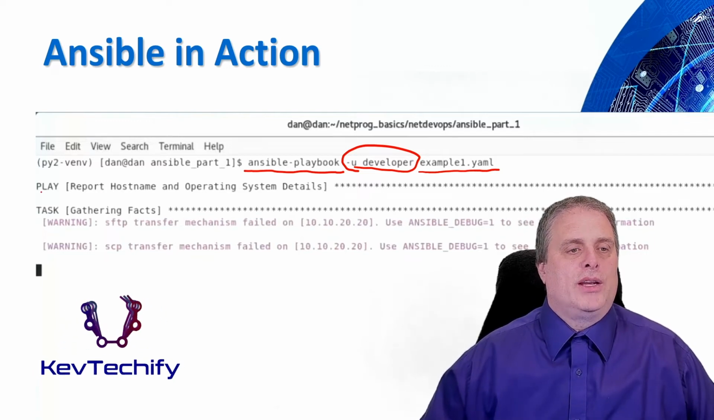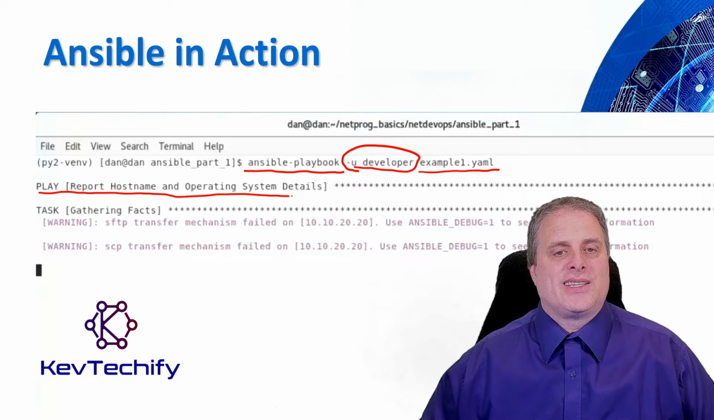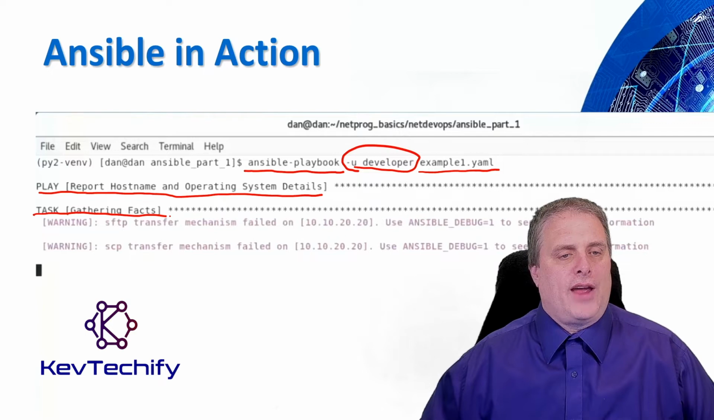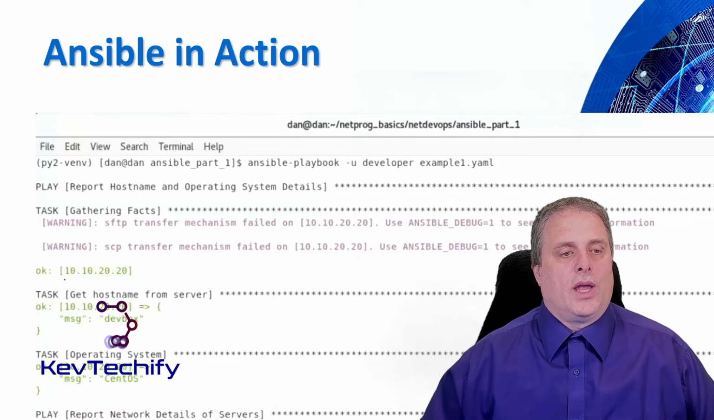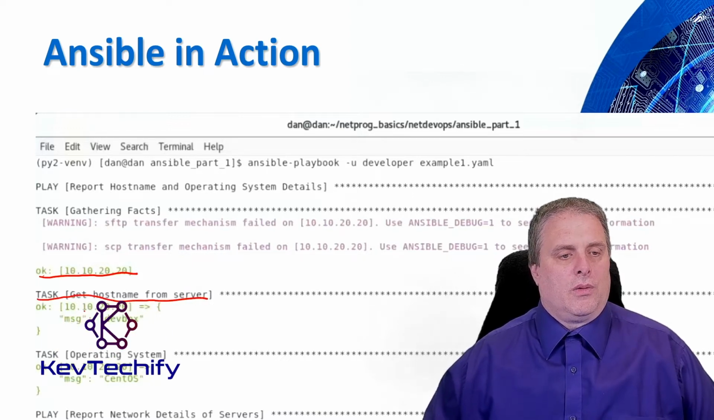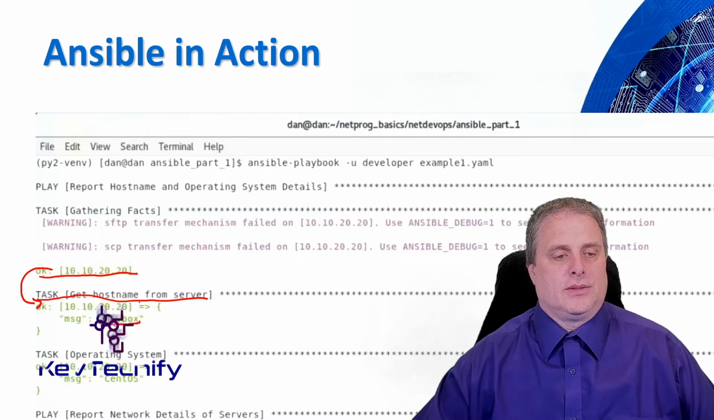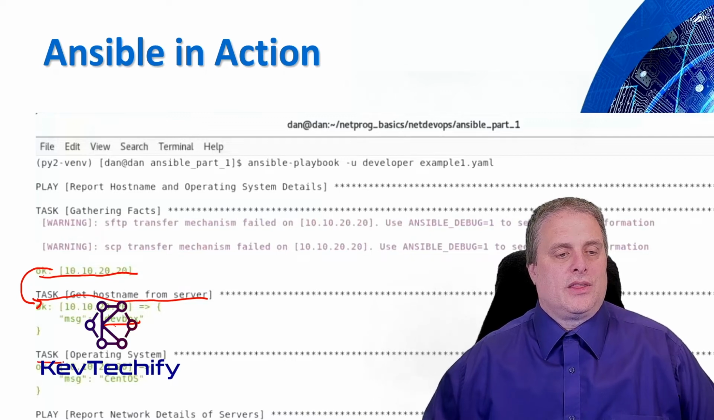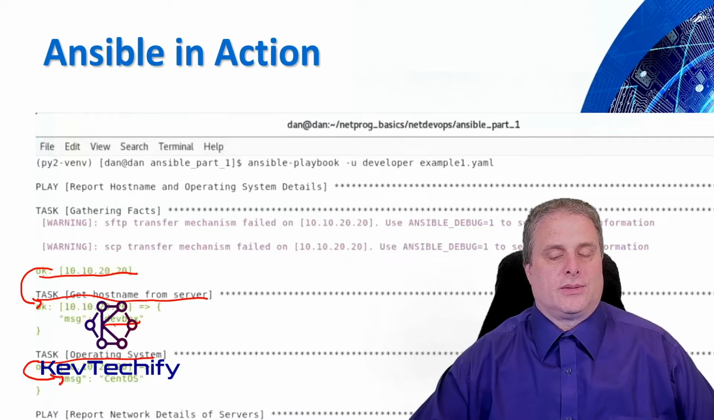We can see that the play is running, the report host name and operating system details. It is running task 1 of gathering the facts. Comes back, says, okay, here is your information. Then on to task 2, get the host name from the server. We're using the IP address we got previously. The message back here is called devbox. Then we can use that IP address again in the third task to get the operating system, and it comes back and it says it's sent OS.